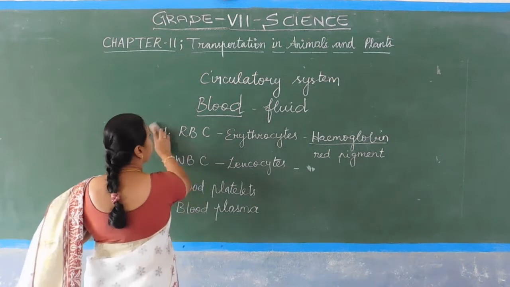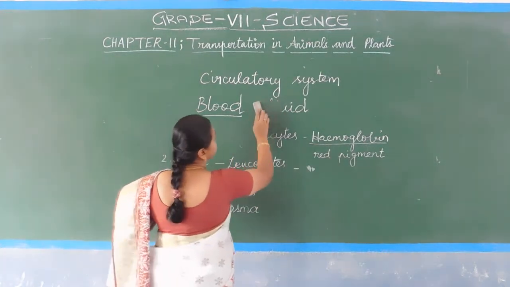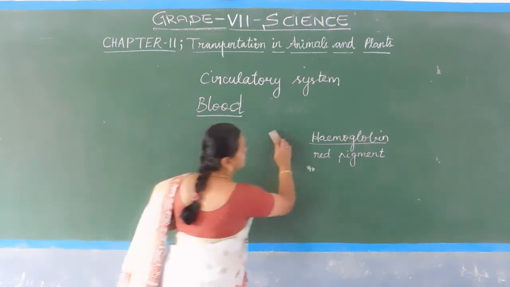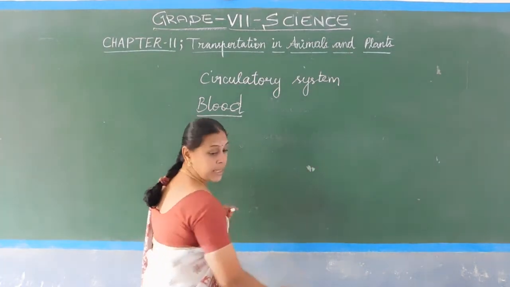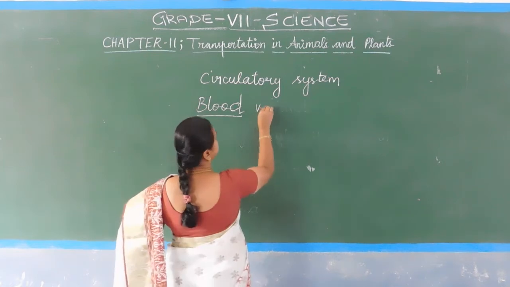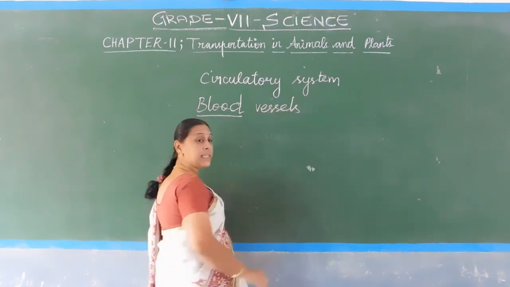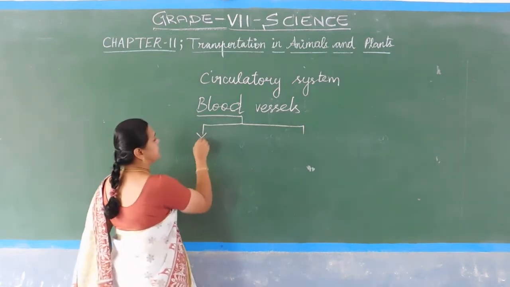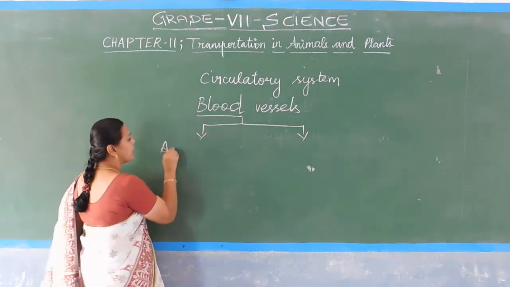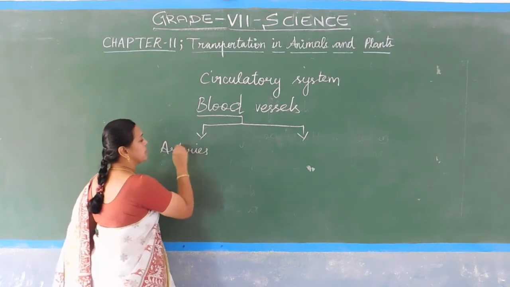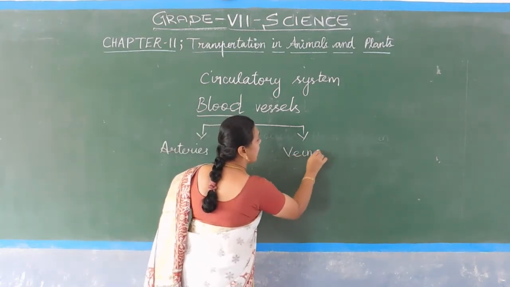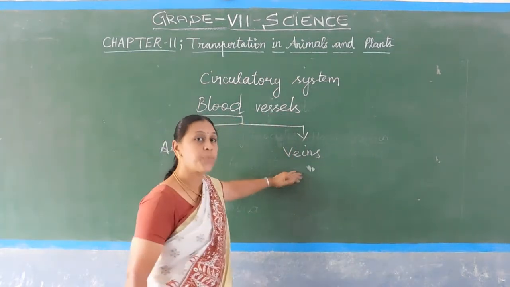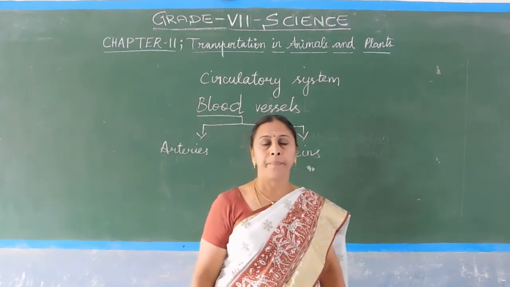present in our blood. Next one, there are blood vessels. Blood vessels are present in our body. Next, we are going to see about the blood vessels. The blood vessels are of two types, that is arteries and veins. One is arteries and the other is veins. These are the two types of blood vessels present in our body.